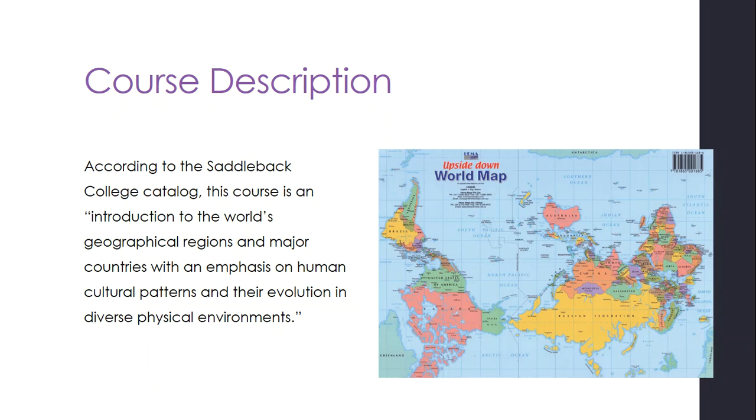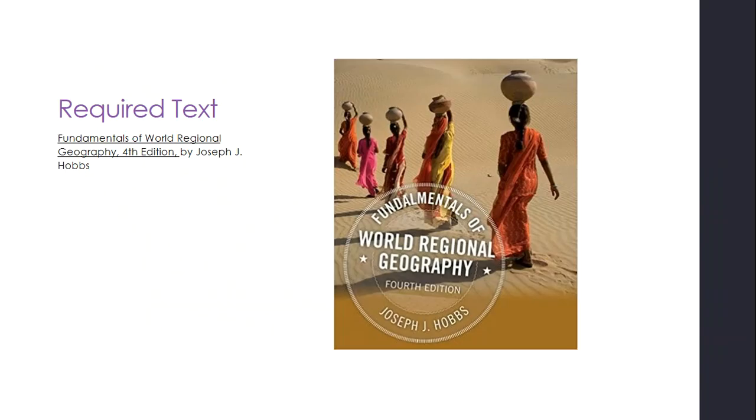We're going to look at lots of maps too. Here's an upside down world map, and there's actually nothing wrong with an upside down world map, as we will learn. The southern hemisphere can certainly be at the top of the map. There's no reason it has to be at the bottom.